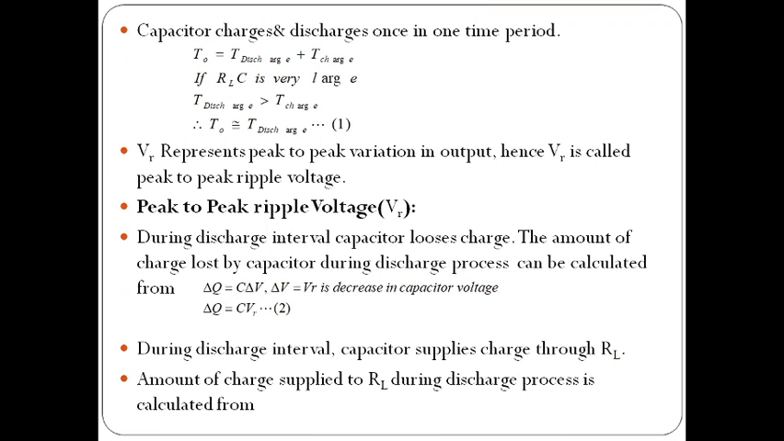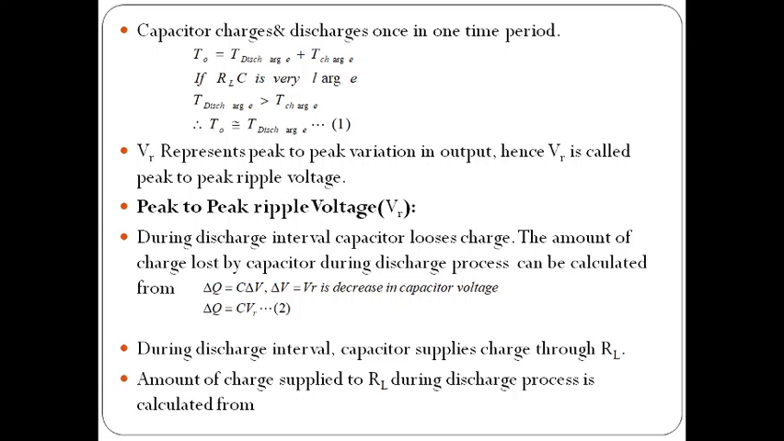The capacitor charges and discharges once in one time period. If I consider it as T naught, then it is nothing but the sum of charging time plus discharging time. So we can write T naught equals T discharge plus T charge. My time constant RL into C is very large, so the discharging time is more compared to the charging time. So I can neglect the charging time. So the total time period T naught equals T discharge. This is my equation number 1.